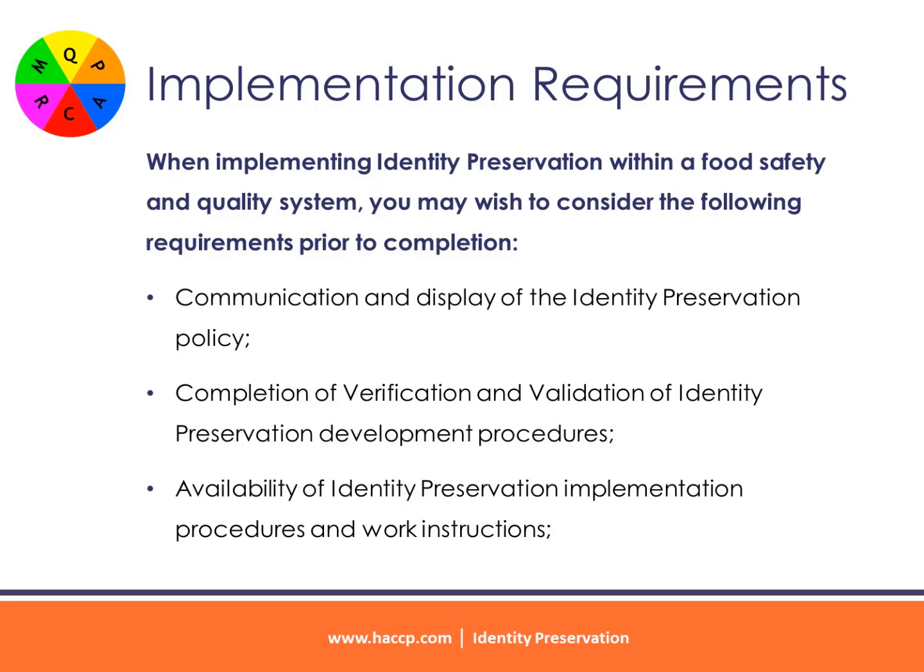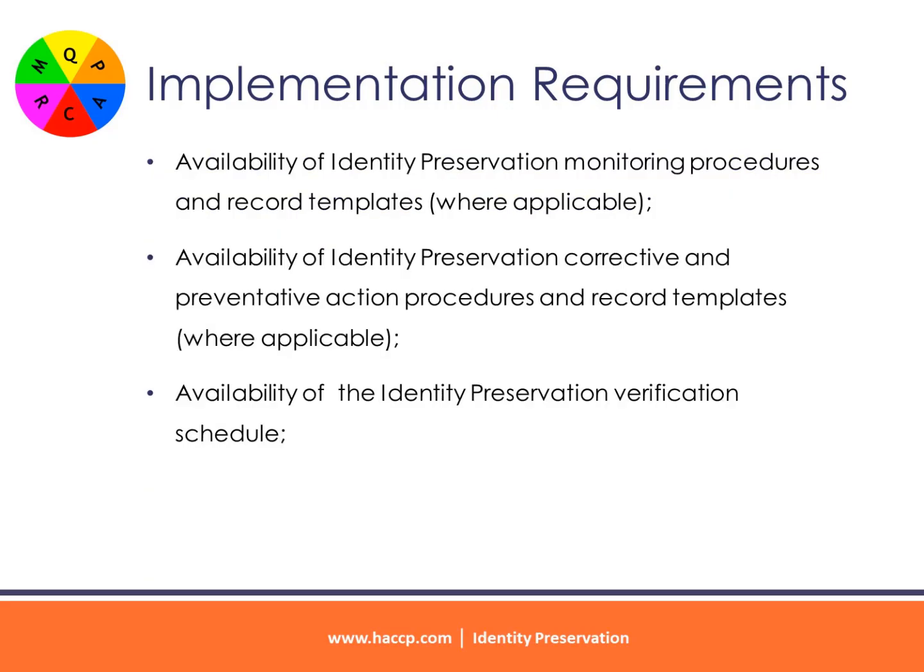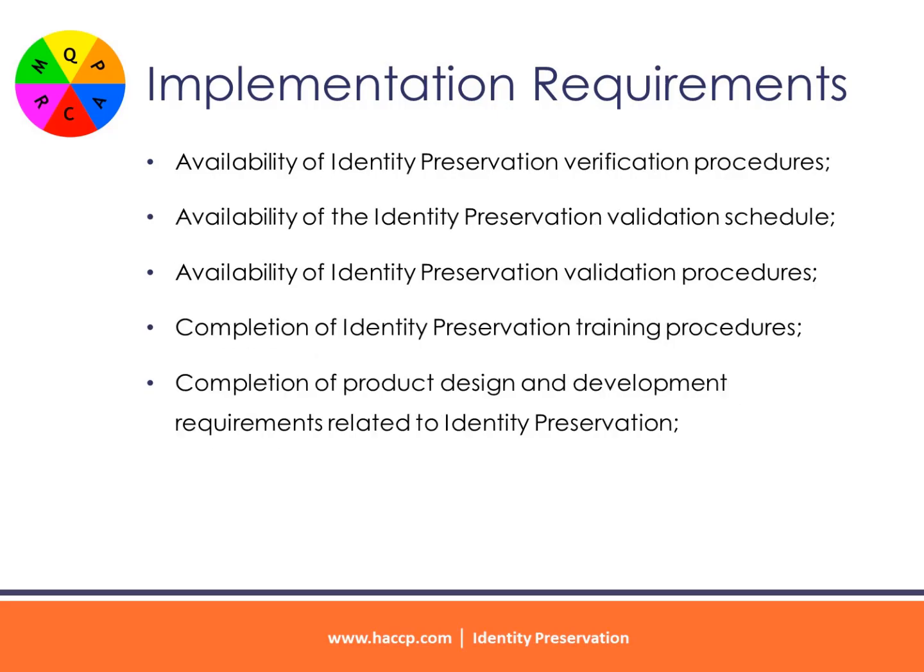When implementing identity preservation within a food safety and quality system, you may wish to consider the following requirements prior to completion: communication and display of the identity preservation policy, completion of verification and validation of identity preservation development procedures, availability of identity preservation implementation procedures and work instructions, availability of identity preservation monitoring procedures and record templates where applicable, availability of identity preservation corrective and preventative action procedures and record templates where applicable, availability of the identity preservation verification schedule, availability of identity preservation verification procedures, availability of the identity preservation validation schedule, availability of identity preservation validation procedures.